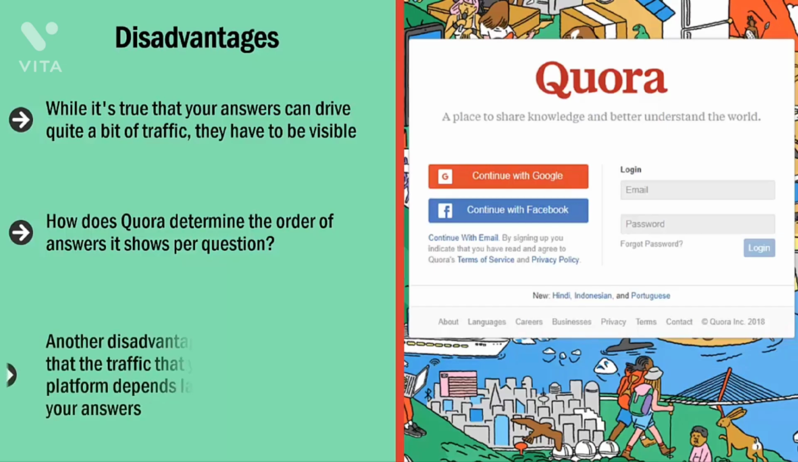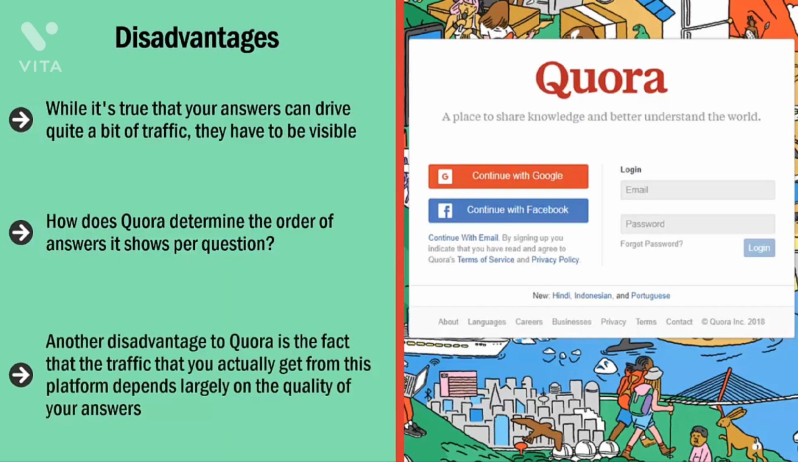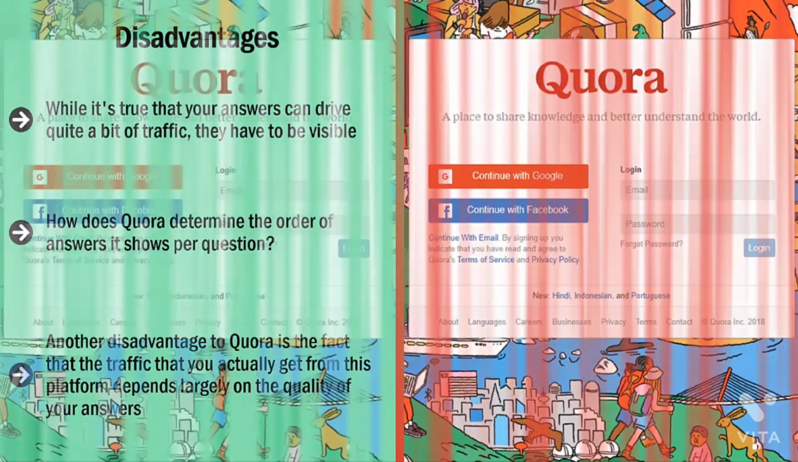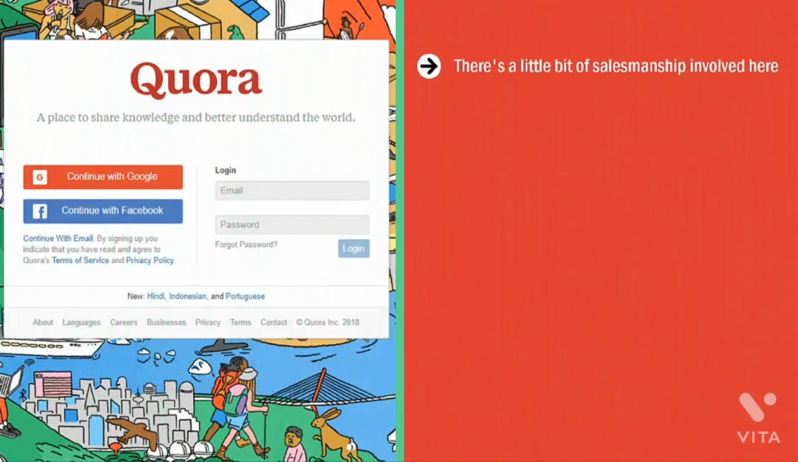Another disadvantage to Quora is the fact that the traffic that you actually get from this platform depends largely on the quality of your answers. This is not a simple case of just dropping a link at the right place and then sitting back and watching all that traffic come in. It doesn't work that way. You actually have to answer people's questions, and you have to give them enough of a reason to click on your 3-layer content link as a resource. There's a little bit of salesmanship involved here. Your answer has to draw them into your link. Your answer has to create some sort of urgency in the mind of the reader to make them want to click on your resource link to end up on your website.